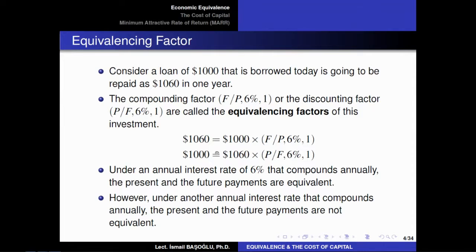So these two values, although they are not equal, they are equivalent due to the time points that these transactions occur. Now, this equivalence is only defined by a 6% interest rate. If you assume another annual interest rate, in that case, we cannot say that these two values are equivalent. So $1,060 1 year from now and $1,000 today are not equivalent under, for example, 7% interest rate or 10% interest rate. For example, under 10% interest rate, $1,100 1 year from now is equivalent to $1,000 today.